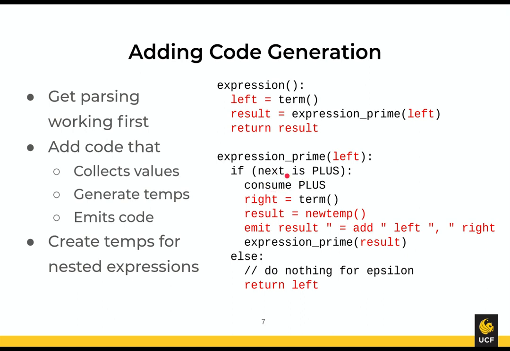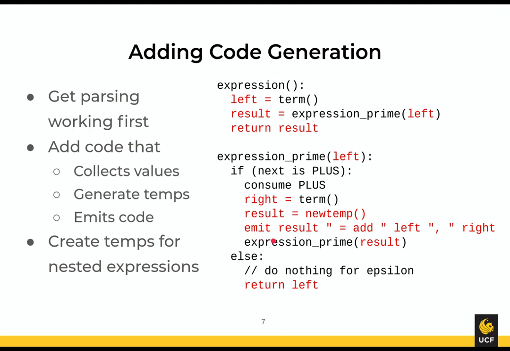So assuming that the next input is actually plus, then it's going to figure out what the right operand is by calling term. It's going to create a new temporary variable, because we need to store intermediate values, and then just emit the LLVM IR for doing the addition, saving that, emit the code that actually says, add these two left and right operands and store it in our new temporary variable.